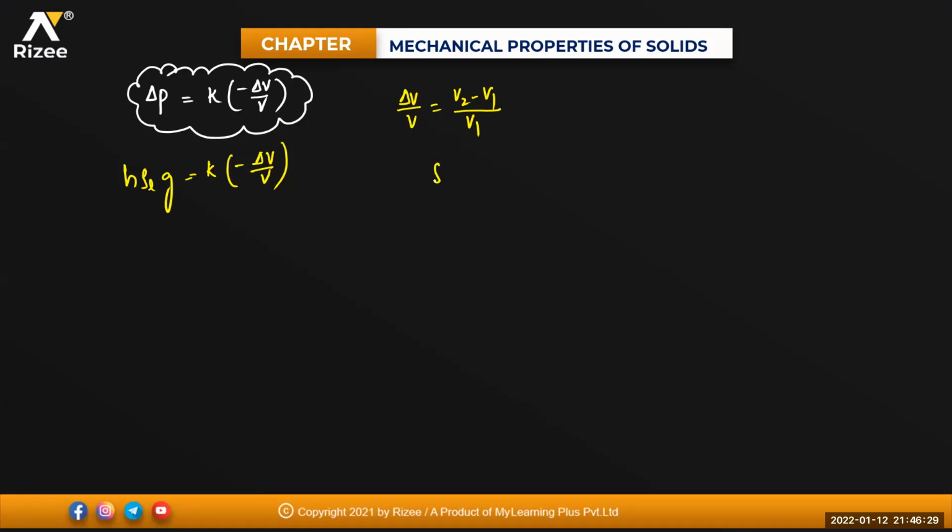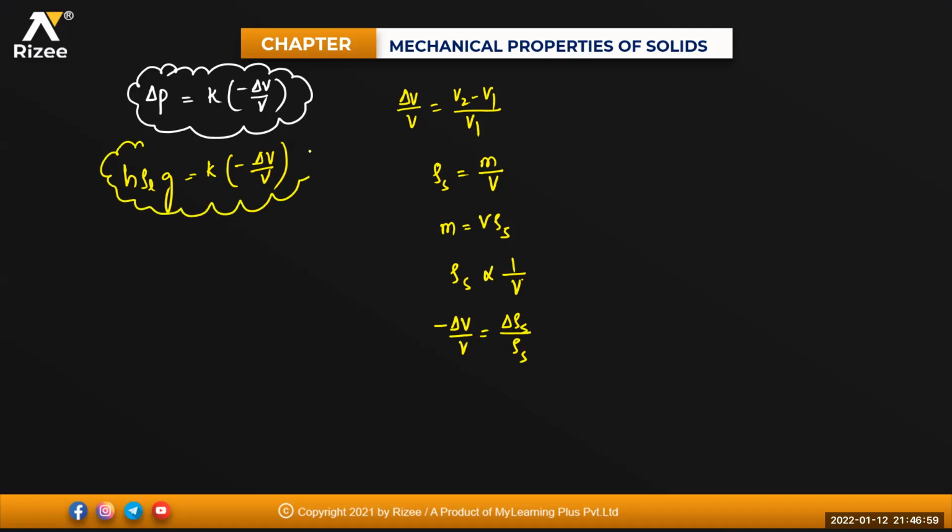What will be the density? Density of solid is mass by volume. So mass is equal to volume into density of solid, which means the density of solid is inversely proportional to the volume. That means I can write minus of delta V by V is equal to delta rho of S divided by rho of S. It's an important relation. H into density of liquid into G is equal to K into minus of delta V by V. Clear?